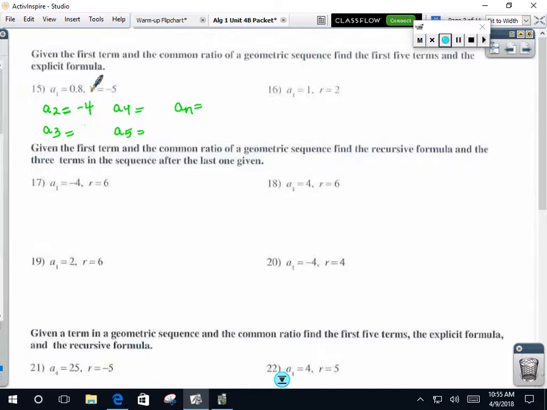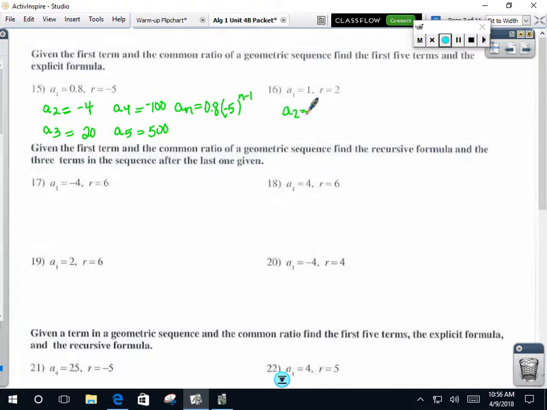Well, 0.8 times -5 gives you -4. And then -4 times -5 gives you +20. +20 times -5 gives you -100. And -100 times -5 gives you 500. So we found the first 5 terms. Now we need to write the explicit formula. The explicit formula is a sub n equals what? 0.8 times the r, which is -5 to the n minus 1. And you can write a dot for times, or you can write it in parentheses the way I just did.